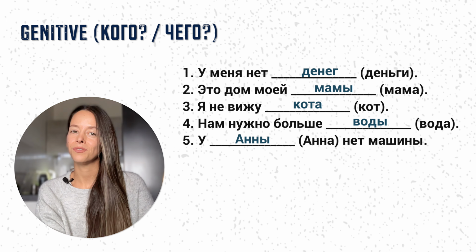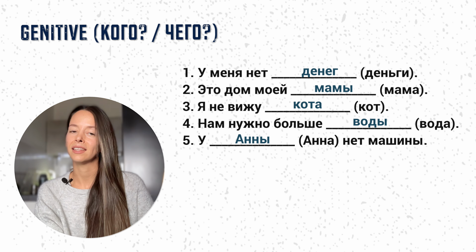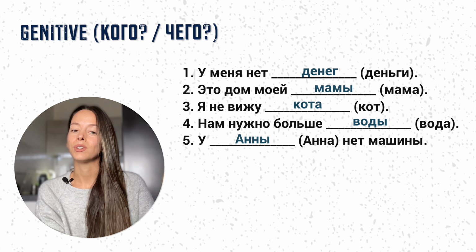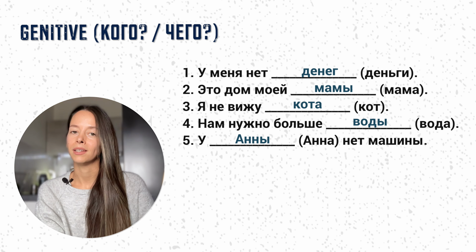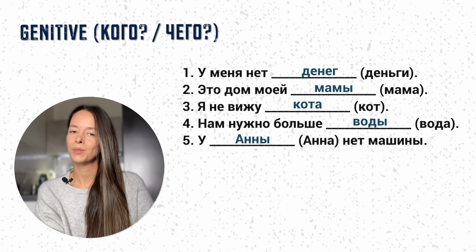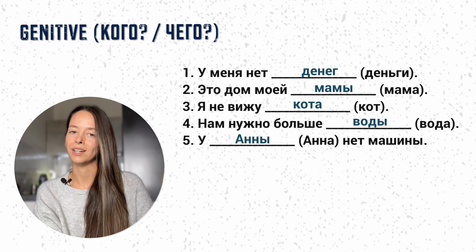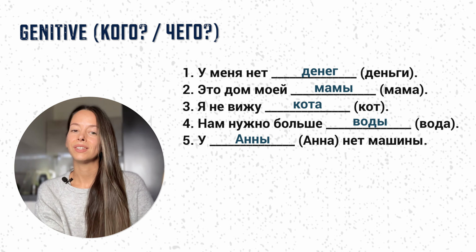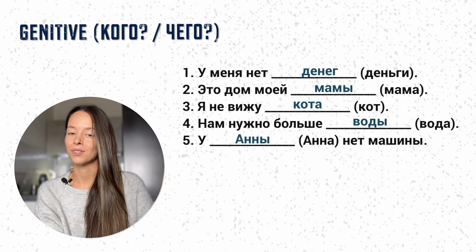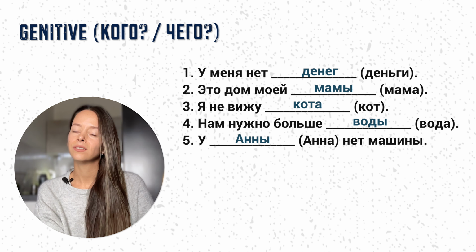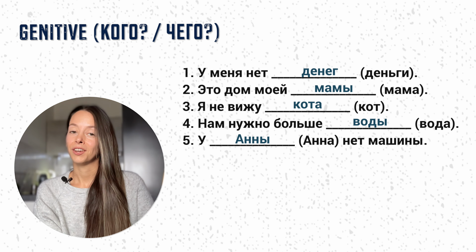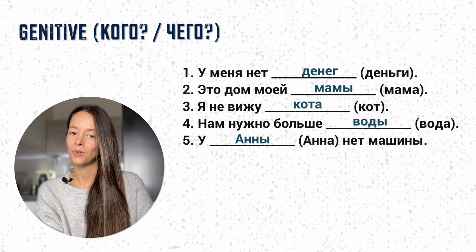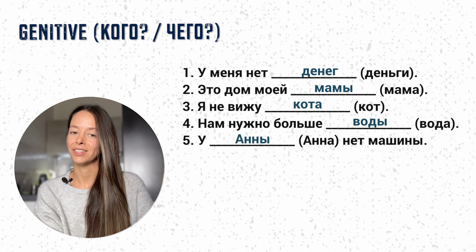By looking at these examples, you can see when we use the genitive case. So we use the genitive case after the negation нет, like in the sentence «У меня нет денег». We use the genitive case to express possession. Это дом моей мамы. We also use it after quantifying words. Нам нужно больше воды. And we use it after the preposition «у» to express possession again. У Анны нет машины. Here in this sentence, you can notice that машины also is in the genitive case because it follows the negation нет.